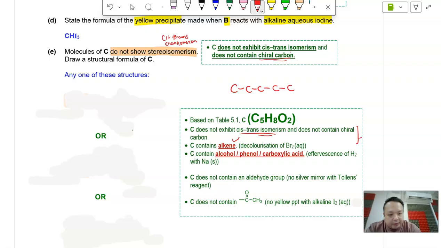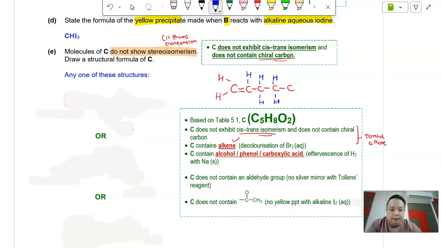This must indicate that this must be a terminal alkene. So let's try to draw a terminal alkene first. So we have a H and a H. Once you have a terminal alkene, this makes it a lot easier for us to handle. And then now we need to draw in the missing H's. 1, 2, 3, 4. 1, 2, 3, 4, 5, 6, 7.